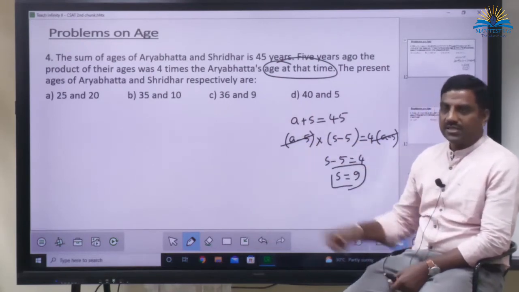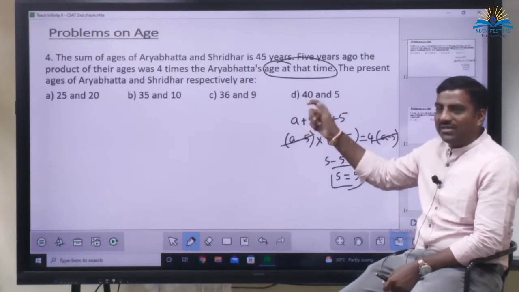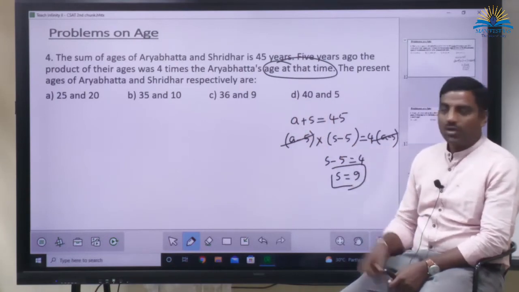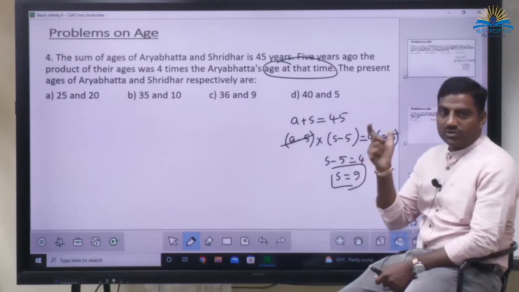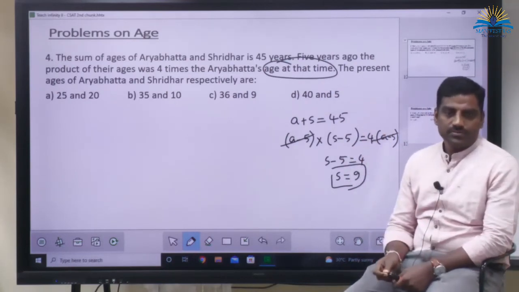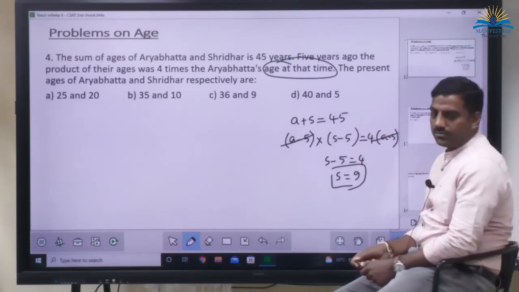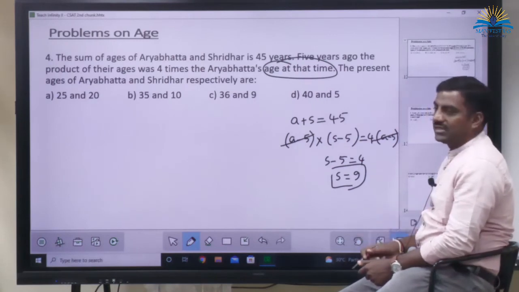But in some cases, in one option, they will give 9 and 36. You have to go accordingly. Aryabhata has to come first. Yes? 36 and 9.